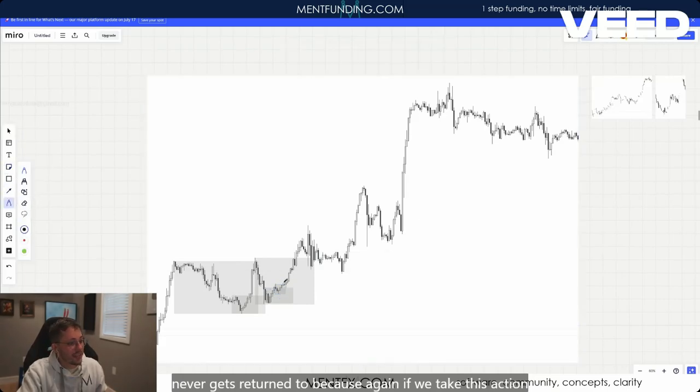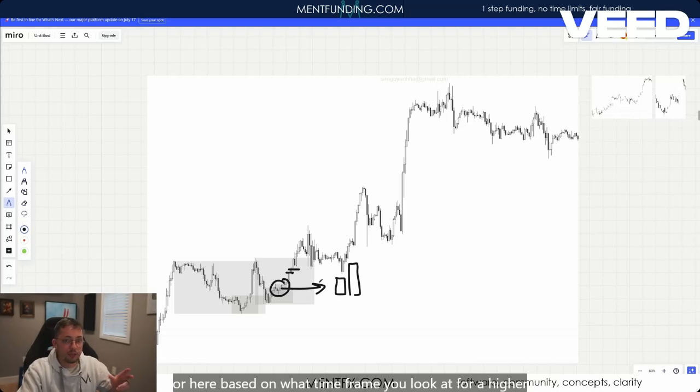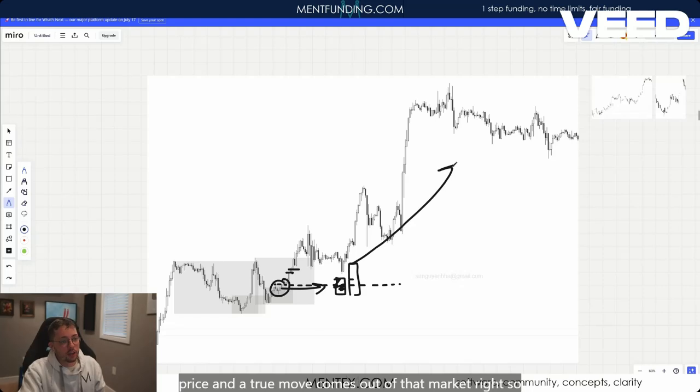Because again, if we take this action and we draw it, you have a down candle, you have an up candle that probably validifies and closes maybe around here or here, based on what time frame you look at for a higher time frame. And once again, you have validified demand and price never returns to that price, and a true move comes out of that market. So those are good examples.